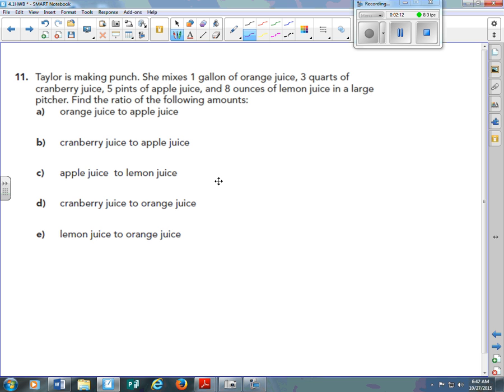Now the issue here is we've got to decide what we want to work with. If I look at this, I say 8 ounces, well, I know that's 1 cup. And I can convert pints to cups, and I can convert quarts to cups, and I can convert gallons to cups. I usually have to use my drawing, so that's what we'll do.